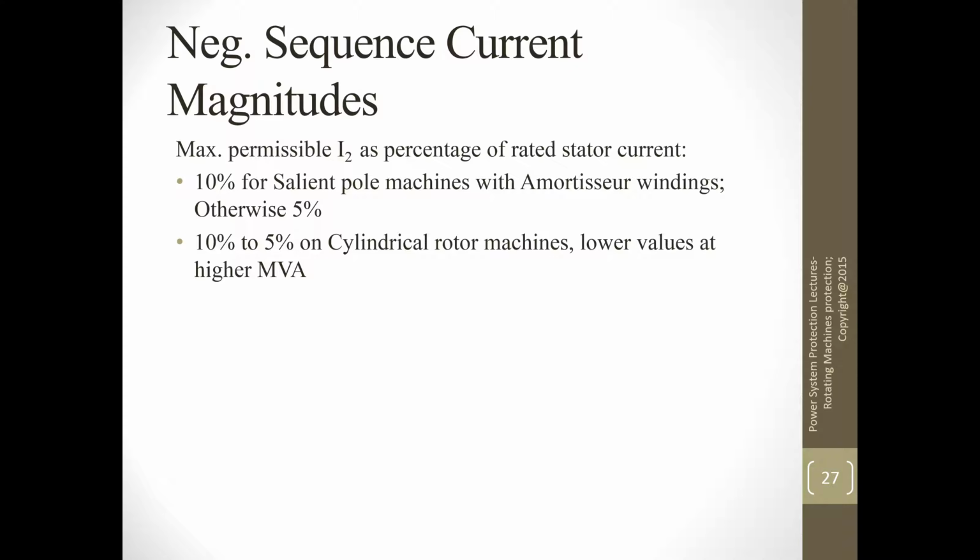The conventional system relays, here is another example. As I mentioned, the standard says 10% for salient machines, and otherwise 5% is the permissible negative sequence, and 10% to 5% on cylindrical machines, with lower values at higher MVA.